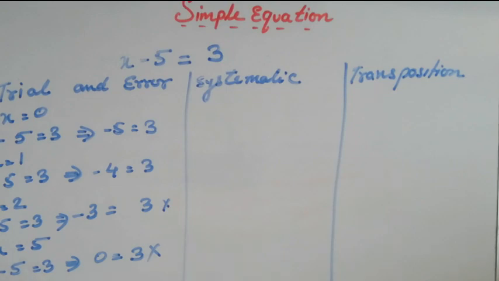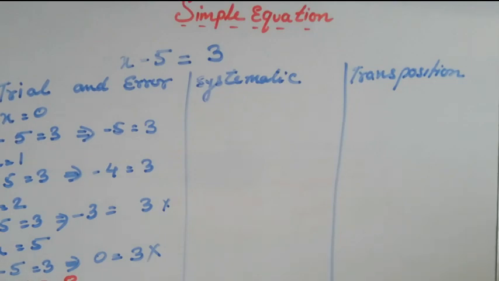This is the solution. When x is equal to 8, we get 3 equal to 3, which means LHS equal to RHS. Assume x equal to 8. So 8 minus 5 equal to 3, that means 3 equal to 3. LHS equal to RHS when x is equal to 8.